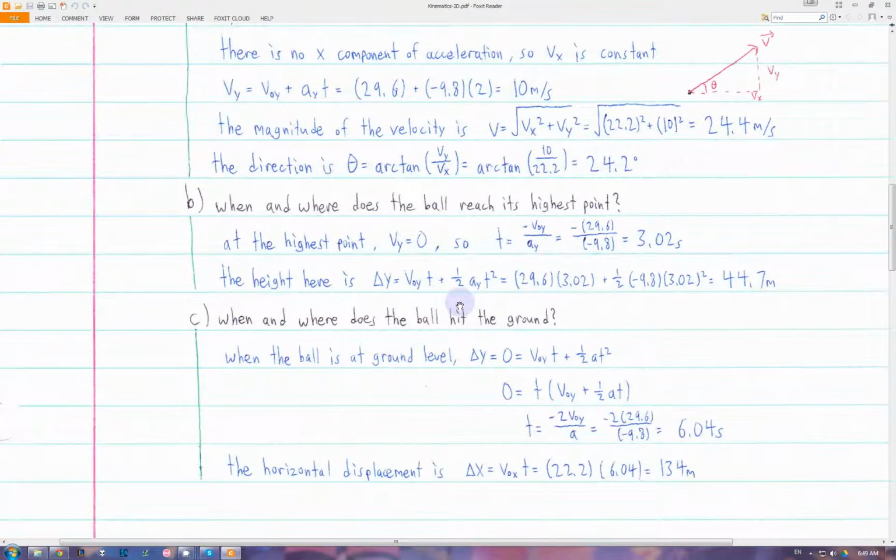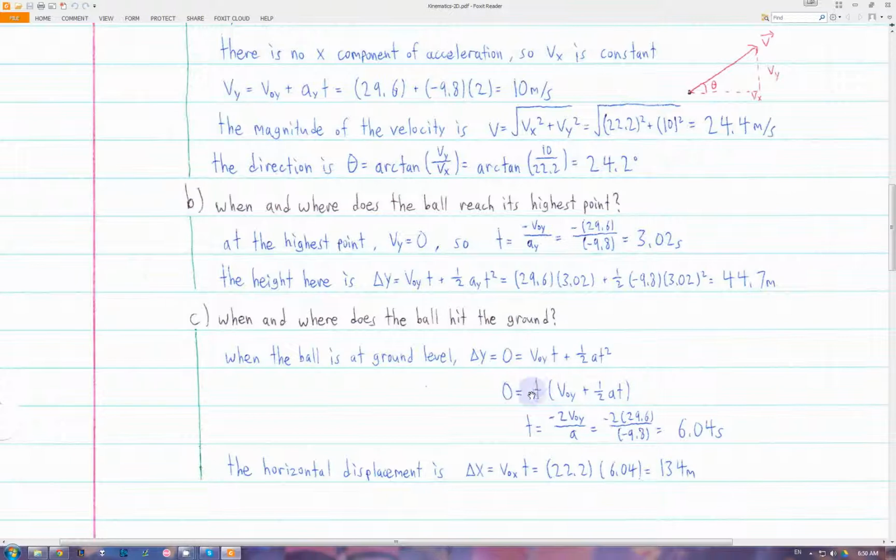And lastly, we want to know when and where the ball hits the ground. So when the ball hits the ground, it comes back to the height where we threw it. Not the same point, but the same height. So the displacement in the y direction when the ball hits the ground is going to be 0. And so then we can use the displacement equation, setting it equal to 0 and solving for t. This is a quadratic equation, which means it has two solutions, because of course the ball reaches this height 2 times in its flight. Once when t equals 0, which is when we just throw the ball, and then it comes back down to the same height after a certain time.